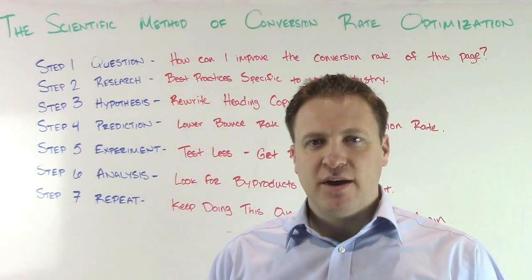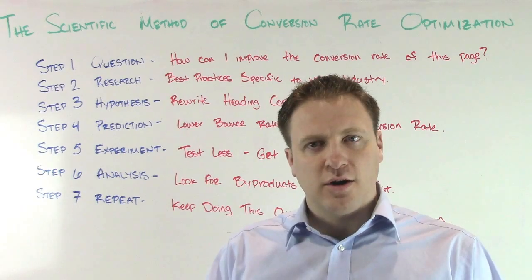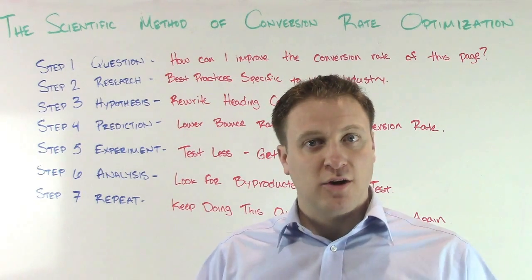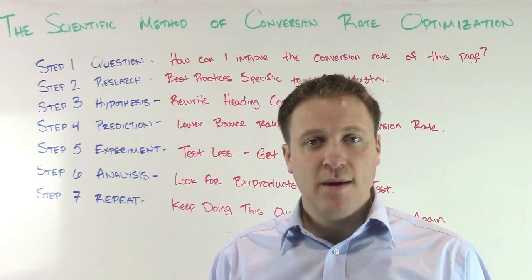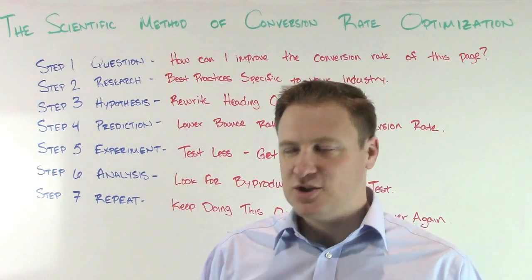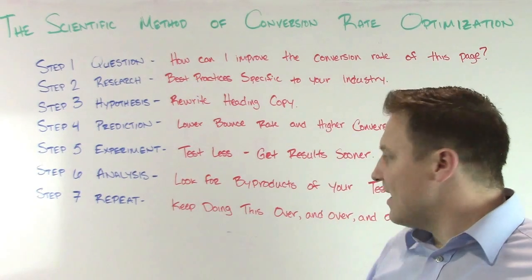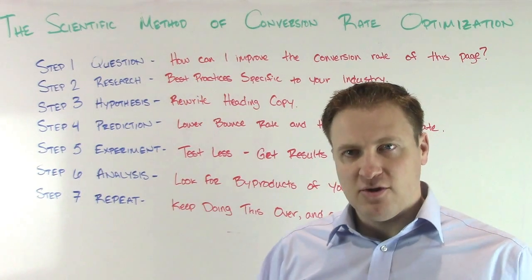Now there is multivariate testing and things like that, but again, if you're dealing with smaller amounts of traffic on your website, you want to test fewer things so that you can get your results much sooner. Then what you do is you analyze what it is that happened during your test.